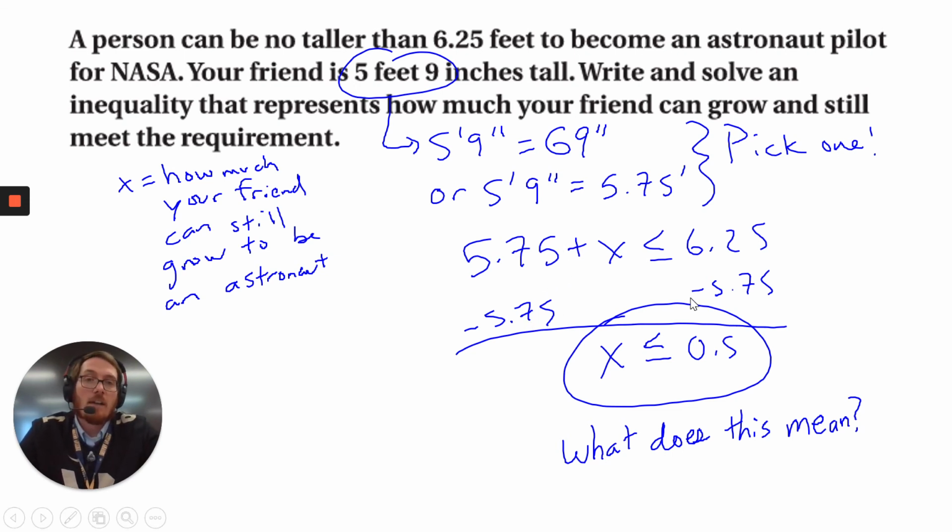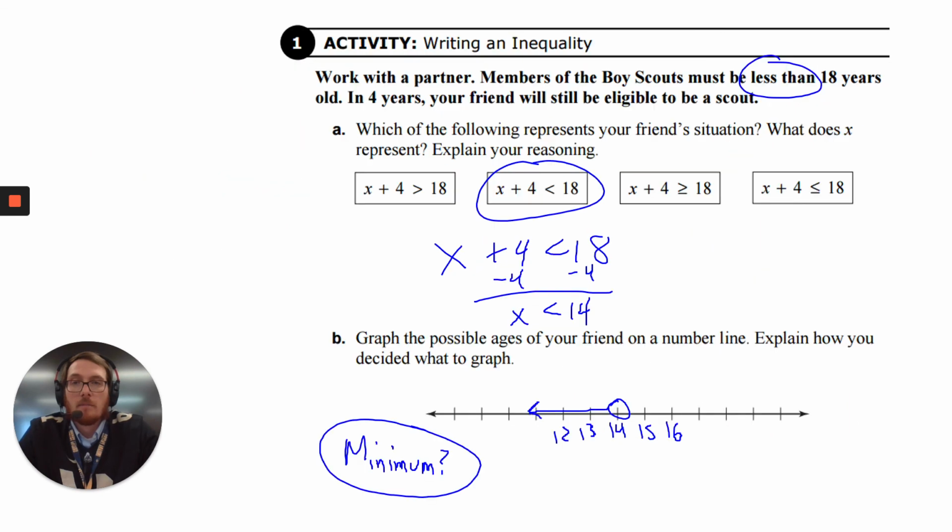Subtract 5.75 on both sides. X has to be less than or equal to 0.5. What does this mean? This person can grow up to half of a foot, or 6 inches, and still be okay to be the astronaut. But if they grow any more than that, then they would not be able to fit the requirement. Make sure units match up, though, as you're looking at those questions.